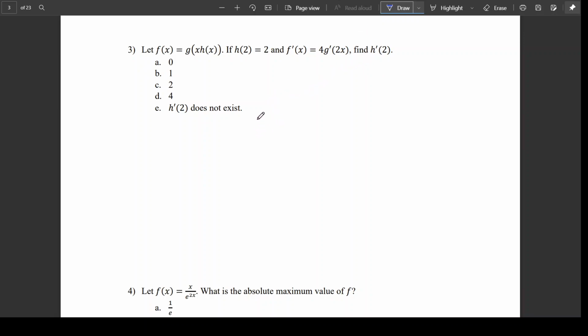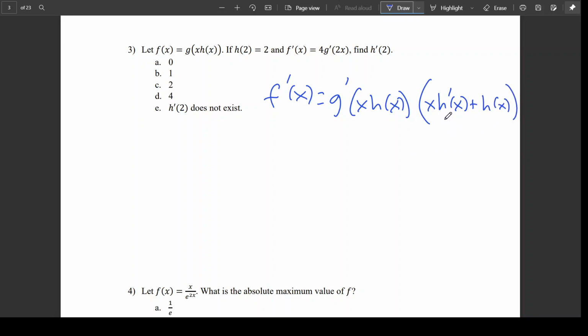Okay, so what we'll do is take the derivative of this function, because we want to find h prime of 2, and we know stuff about f prime of x. So it's a good idea to take the derivative of this function, f prime of x, right? Remember, we start from the outside in when we take derivatives. It's going to be g prime of x h of x. Now we have to multiply by the derivative of this inside function. But since there's two things being multiplied together, we have to use the product rule here. So we're going to get x h prime of x plus the derivative of x, which is 1, and I'll leave h of x alone, so we'll just get h of x.